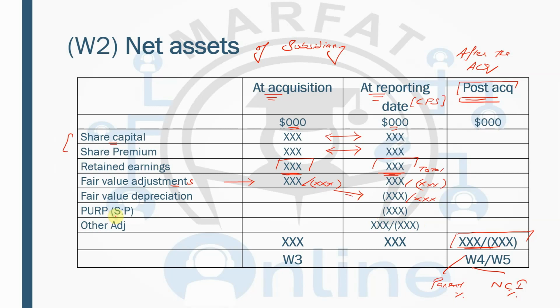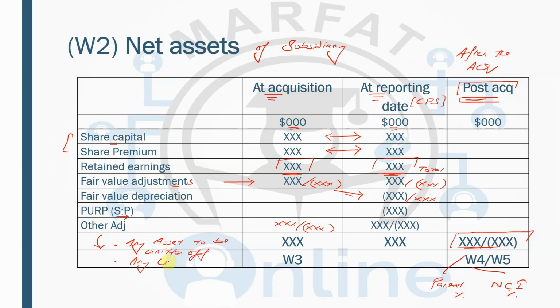Similarly, the unrealized profit, when the subsidiary is the seller, then unrealized profit will be deducted at the reporting date. And now other adjustments, it can be either over here or at both ends. Other adjustments may include, for example, any asset to be written off. Like, for example, there is some asset which is recorded in the subsidiary's books, but now it does not worth anything, so you have to write it off. So you will be writing it over here.